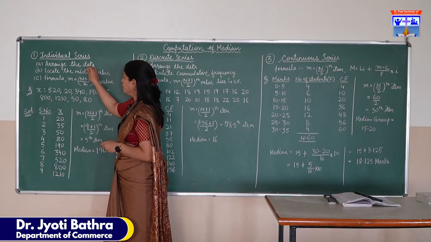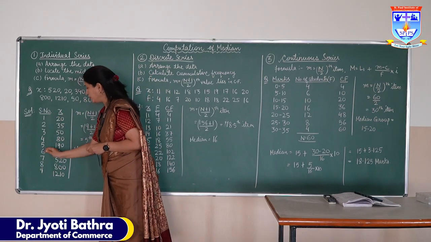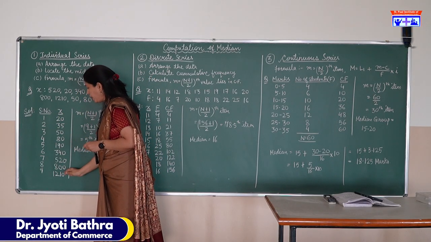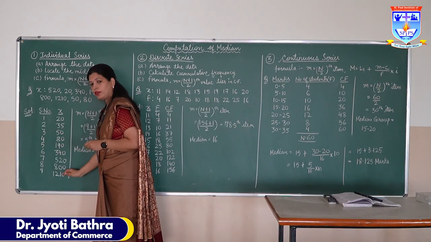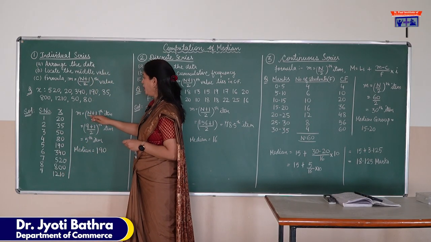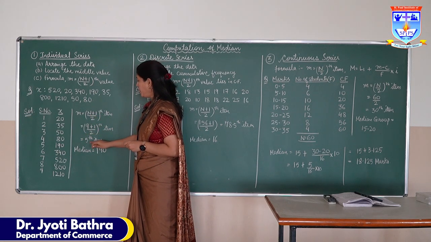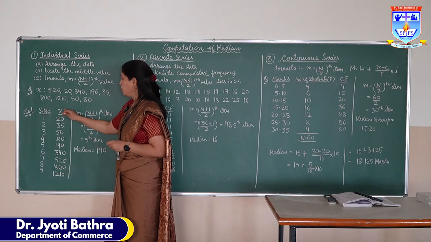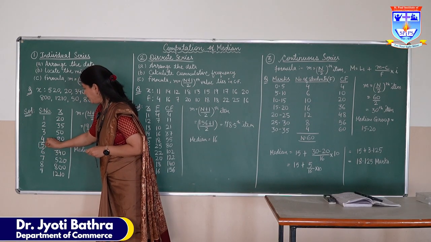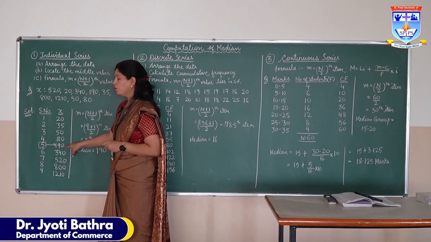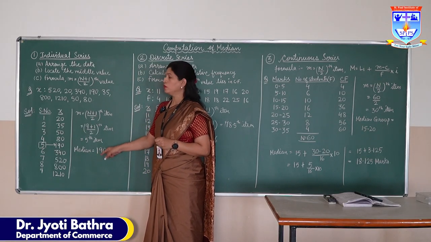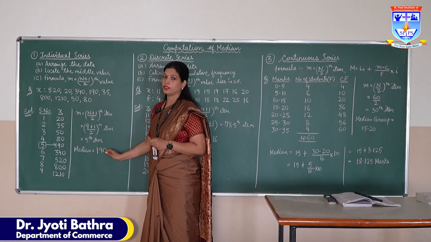First we should arrange the data. This is the data in serial number according to x, arranged in order. Then putting in the formula, small m comes to the fifth item. The fifth item in the serial number represents 190. So 190 is your median. This is the individual series.